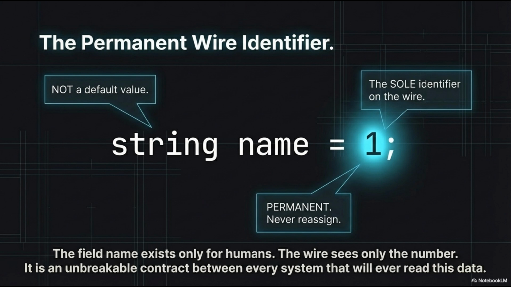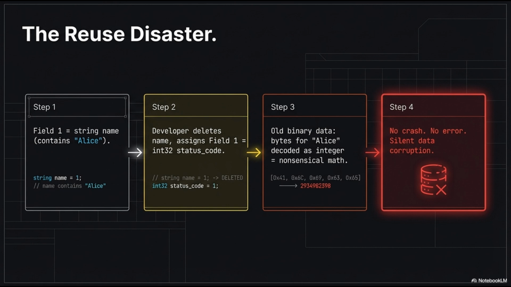Okay, let's play out the disaster scenario then. What actually happens at the database or network level if an engineer decides to reuse a number? It gets ugly fast. Like, let's say field number 1 used to be the user's string name. And a year later, they delete the name field, and they assign field number 1 to an integer status_code. The failure is catastrophic precisely because the decoder is entirely blind to the human-readable text. Right, it doesn't see the word name or status code.